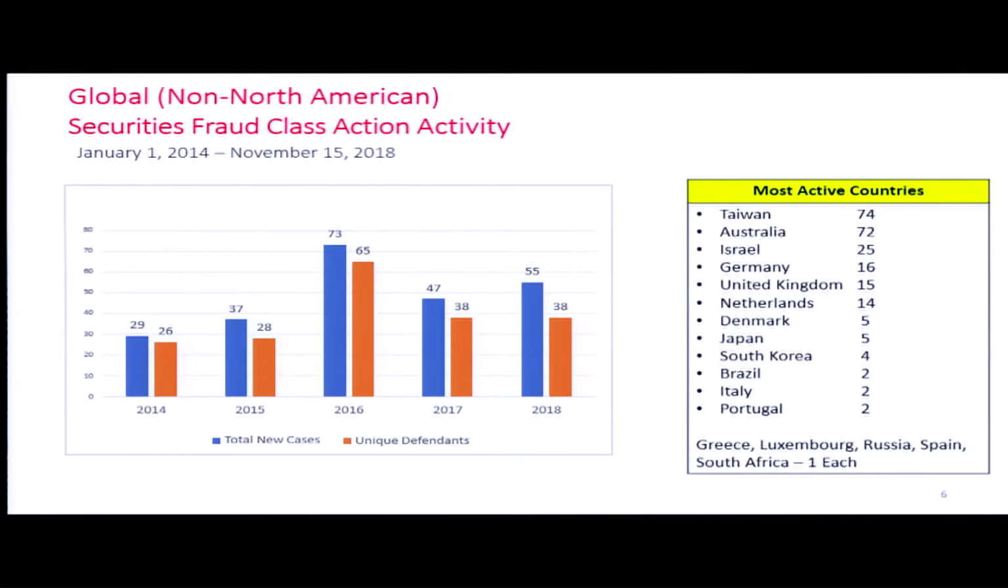Now, just to put this in a little context, other countries do in fact have private securities fraud class actions. This is a fairly comprehensive list of those that do. As you can see, there are a number of prominent jurisdictions. So you see Australia, for example, is one of the most progressive or perhaps regressive, depending on one's perspective, in allowing private securities class actions.